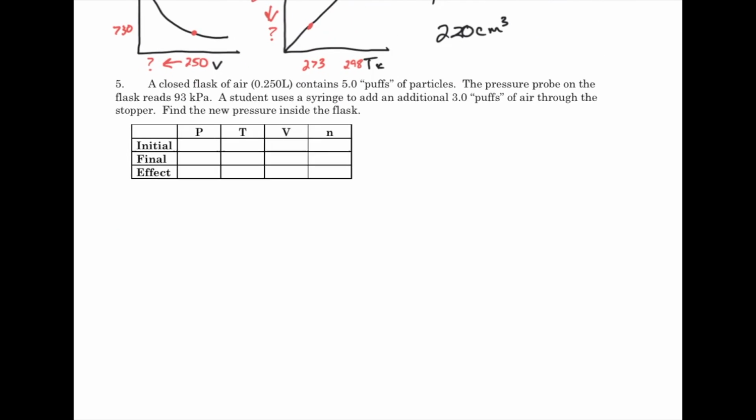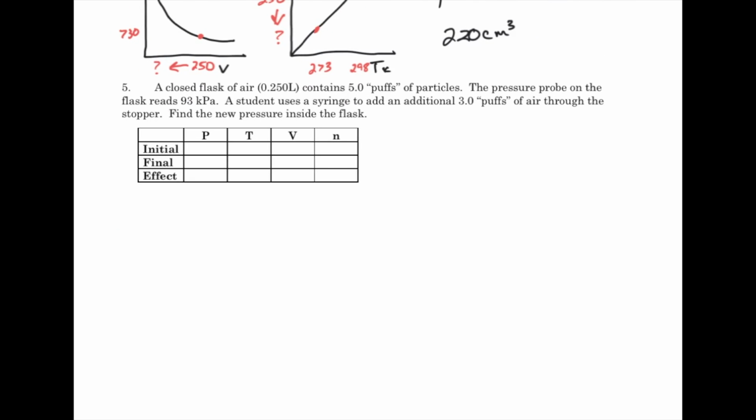Our last question here. So a closed flask of air at 0.250 liters contains 5 puffs of particles. The pressure probe on the flask reads 93 kilopascals. A student uses a syringe to add an additional 3 puffs of air through the stopper. Find the new pressure inside the flask.